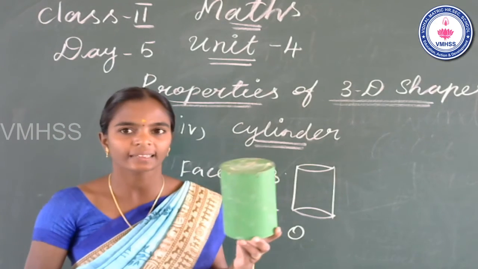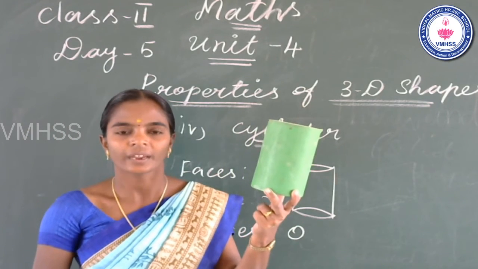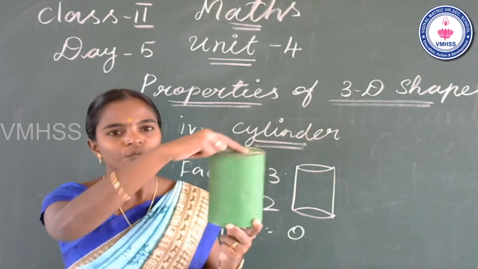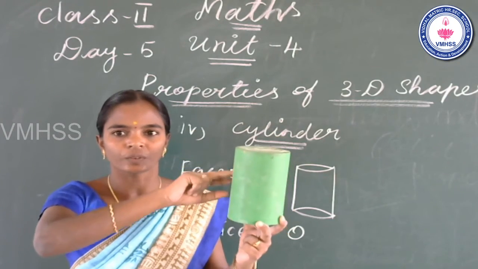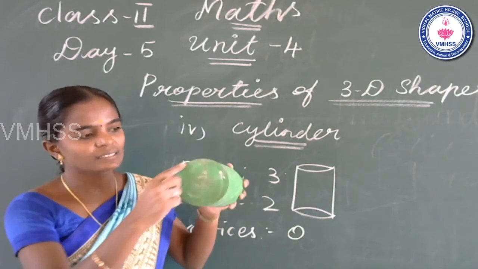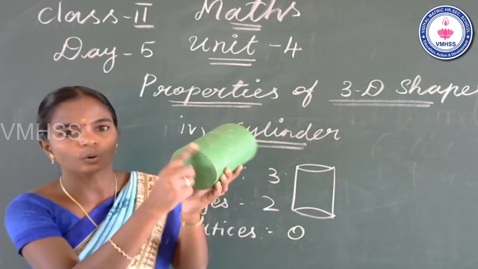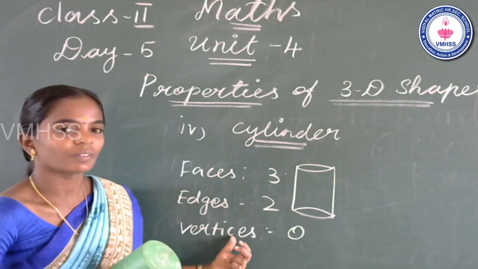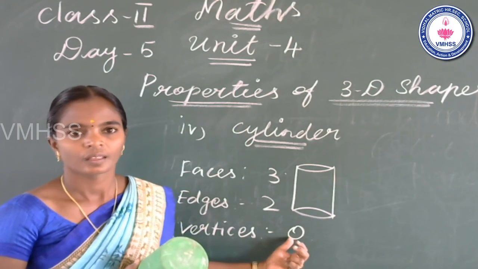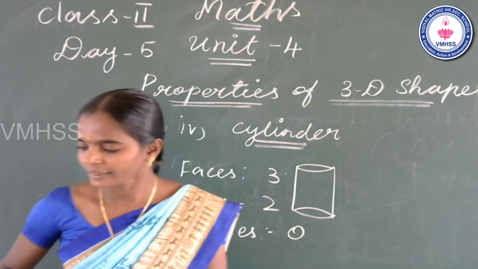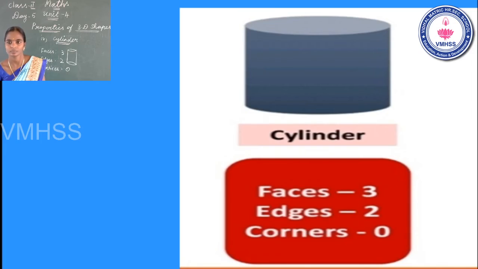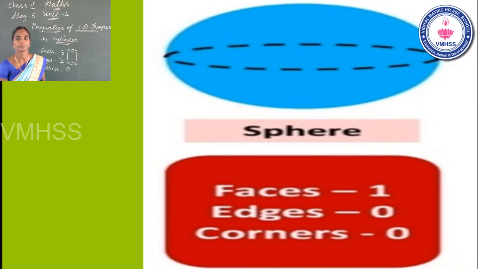Children, listen once again, this cylinder shape. 3 faces: 2 flat faces and 1 curved face. So totally 3 faces. Edges: 1, 2, so 2 edges. Vertices, no vertices, so 0. Vertices means corners. Children, look at the slide. So cylinder shape: faces 3, edges 2, corners 0. See the next slide.